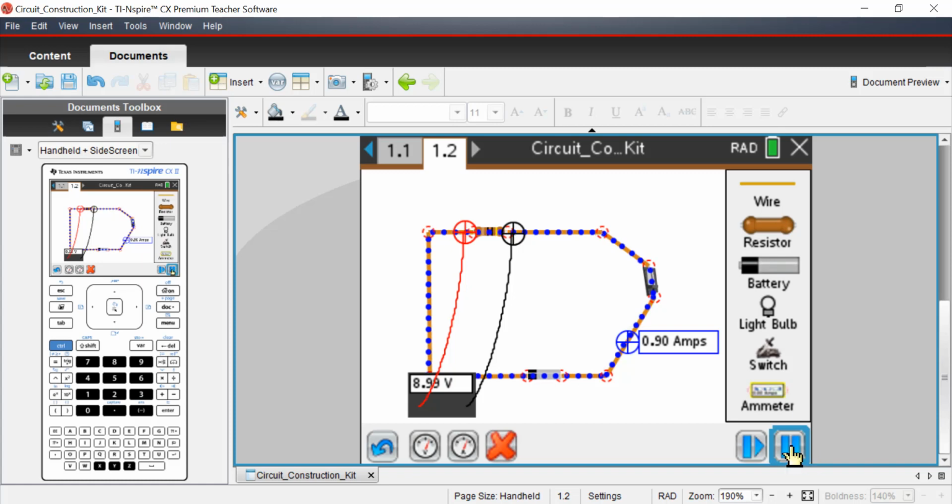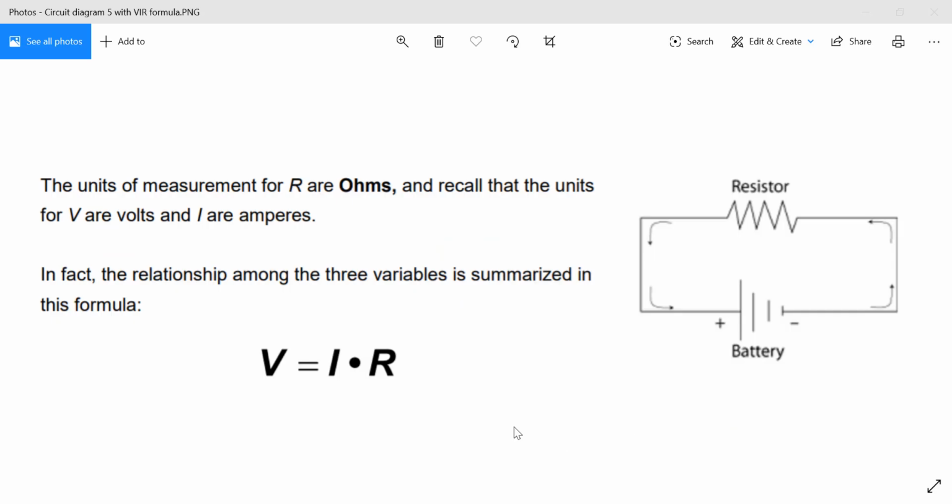You have to have the circuit running in order to get those measurements. And so the switch is closed. I've got the simulation running, and you can see those electrons flowing through the circuit. And we have some values for our voltage and a value for our current. So what we don't know is the resistance, and so we've got to figure out what the resistance is here.